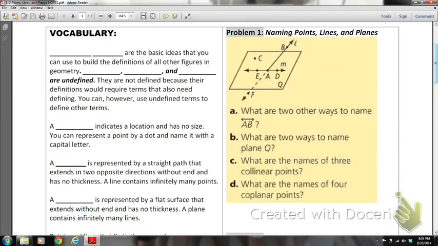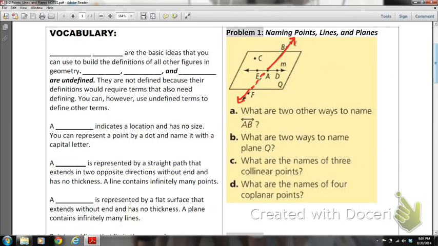So let's look at some examples. Problem 1, we're naming points, lines, and planes. What are two other ways to name line AB? Line AB is going through the plane, and the dotted lines represent the line as it goes underneath the plane and comes out from underneath the underside. That's why those lines are dotted.